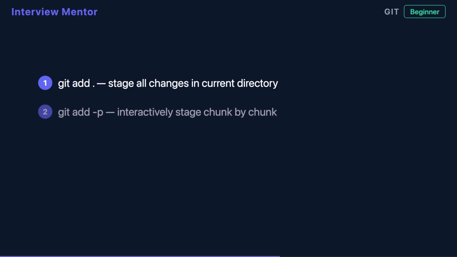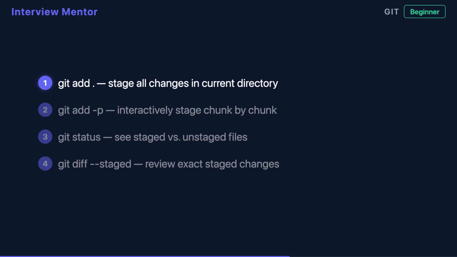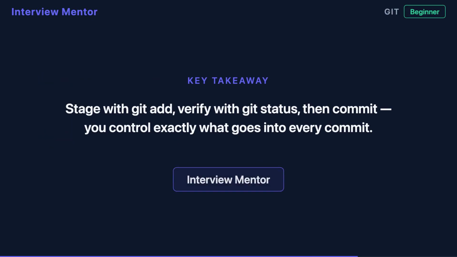Git add has useful shortcuts. Git add dot stages all changes at once, and git add -p lets you stage individual chunks interactively. Perfect for splitting a big change into clean commits. After staging, run git status to see what's queued, or git diff --staged to review the exact lines you're about to commit. Stage with git add, verify with git status, then commit. You control exactly what goes into every commit. Try it on your next change.